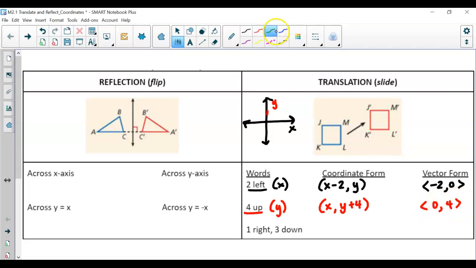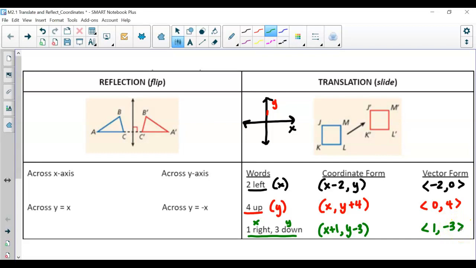So then last, 1 right and 3 down. So left and right is your X, and up and down is your Y. So now if we're going to the right, that's positive, X plus 1, and down, so Y minus 3. So then vector form would be 1, -3.